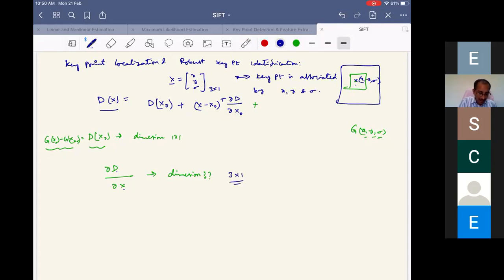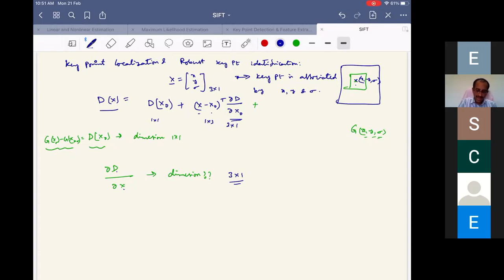Now, if I want to expand this d of x around x naught, which is a three-dimensional thing, I have to consider dou d by dou x. I need to consider all directions, all dimensions. And then x minus x naught, this is again three-dimensional, is it not? So this is a 1 cross 3 vector and this is a 3 cross 1 vector, and hence the overall result is a scalar.